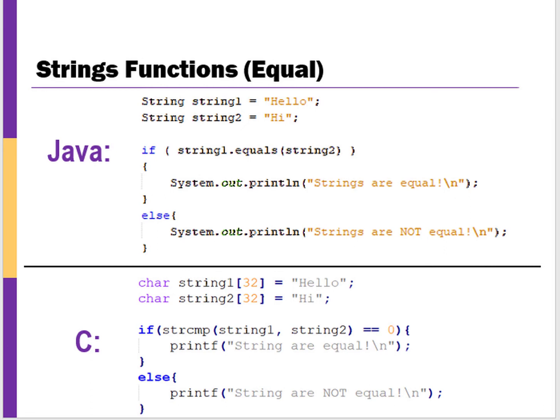Now, let's look at C first. We learned that if we wanted to compare two strings in C, I've got these two strings, hello and hi. I'm using the string compare function, and if they're equal, the value is going to be 0. The value being 0 indicates that they're equal. This is not necessarily the most readable thing in the world to read.